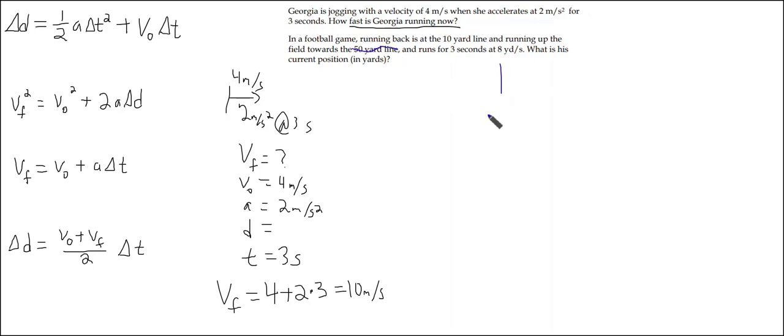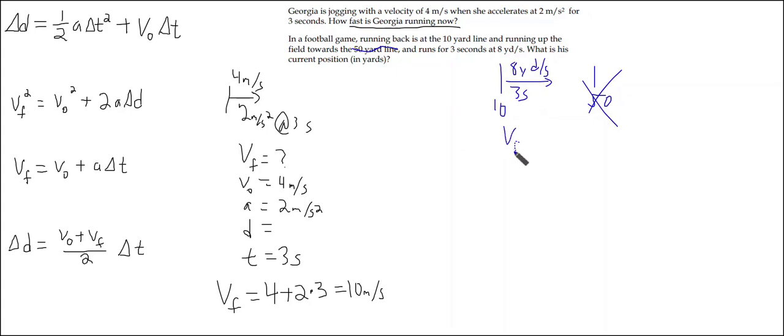So this is where the drawing comes in. You're at the 10-yard line. You're moving towards the 50-yard line. So I don't actually care that it's the 50-yard line. Just know I'm moving towards it, which just kind of gives me a bearing. That's about it. You're running for, let's see, 3 seconds, and you're going 8 yards per second. Okay, cool. Let's go ahead and write down what we know.